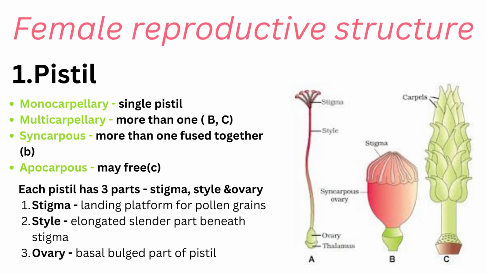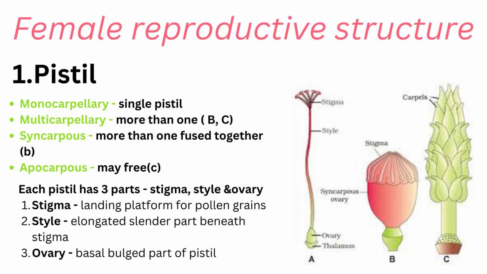Okay guys, coming to the female reproductive structure, there are 3 parts. The first is the pistil, the second is the megasporangium, and the third is the embryo sac. Coming to the pistil, there are 4 words. Monocarpellary means a single pistil. Multicarpellary means more than one pistil. Syncarpous means more than one pistil fused together, and apocarpous means they may be free.